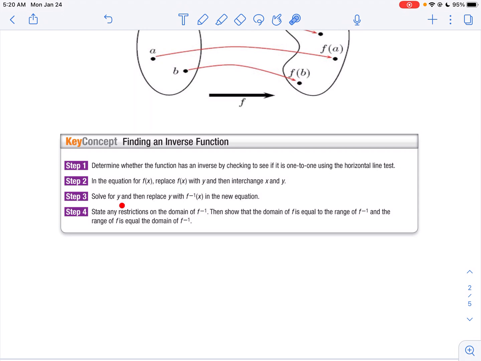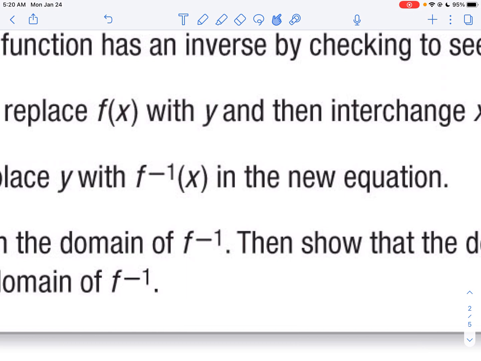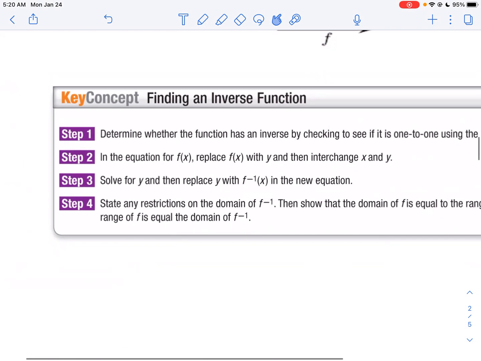Then we're going to get y by itself, and then we're going to write inverse. So your notation for inverse is f to the negative 1 of x. That's what our notation for inverse is. And then we're going to state the restrictions we have. So maybe we want to start here by looking at the domain and range. Let's do a couple problems together.